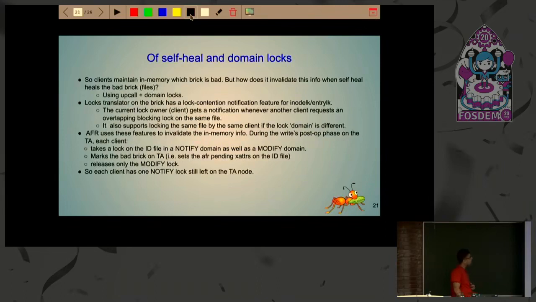So the next 2 slides are a bit of an implementation detail. I was telling you that the client maintains in memory which brick is good and which brick is bad, right? The self-heal daemon actually also heals the files when the bricks come up. So how does the client invalidate its in-memory information when the self-heal daemon heals the file? For that, it makes use of upcalls.